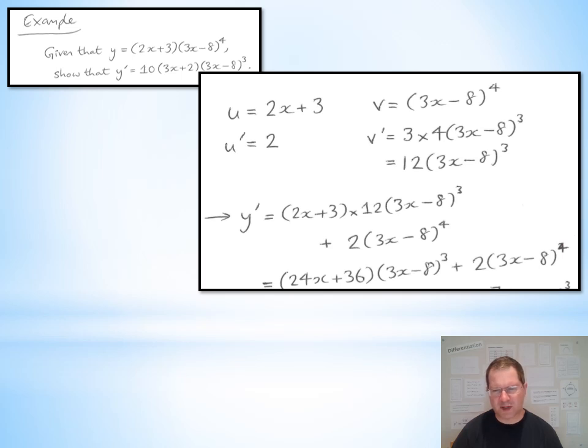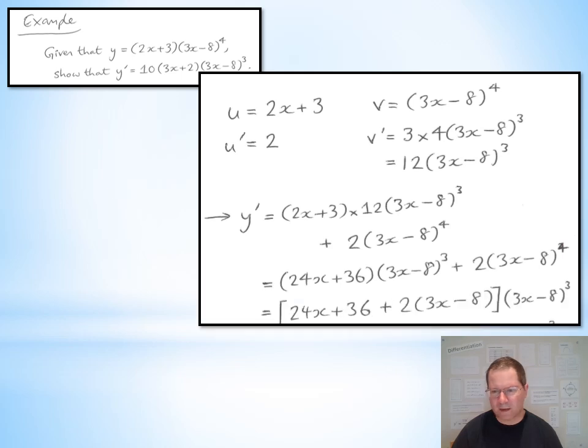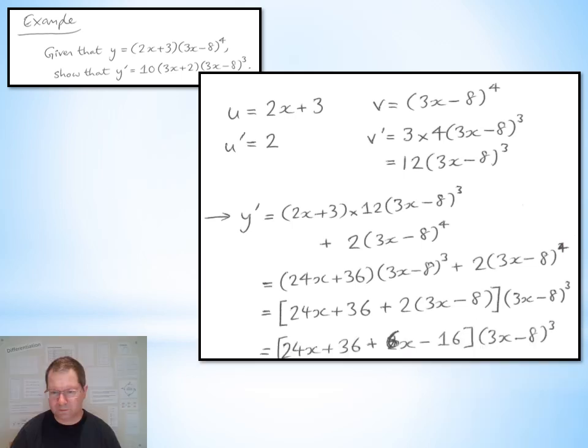So that gives us 24x plus 36 multiplied by 3x minus 8 cubed. And then since both terms contain a 3x minus 8 cubed, I can then factorize that out. So the first term will leave me with 24x plus 36, and the second term will leave me with a 2 and an extra 3x minus 8.